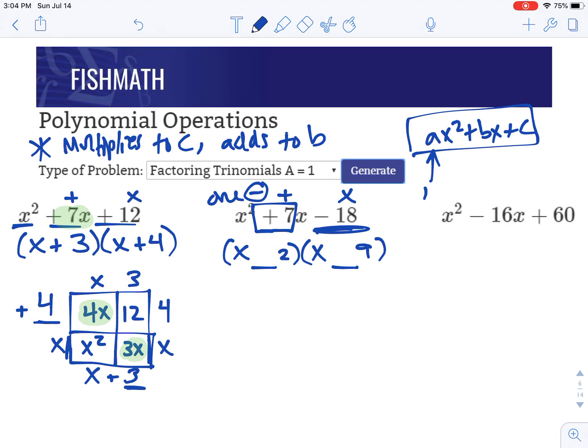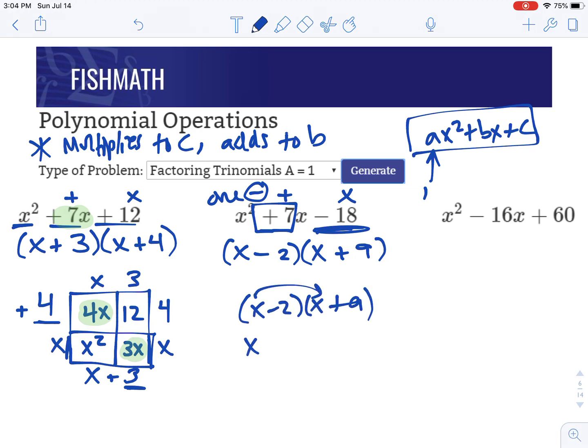So we got to think about that. Well, if I did this negative and this positive, they would multiply to a negative 18, but a negative 9 times x over here would be a negative 9x plus 2x, and that's a negative 7x, not a positive. So that would not be right. So we got to undo all of that because our symbols are backwards. So in order to add to a positive 7, the bigger number has to be positive and the smaller has to be negative. That way, if you were to remultiply this out, we would get the original.